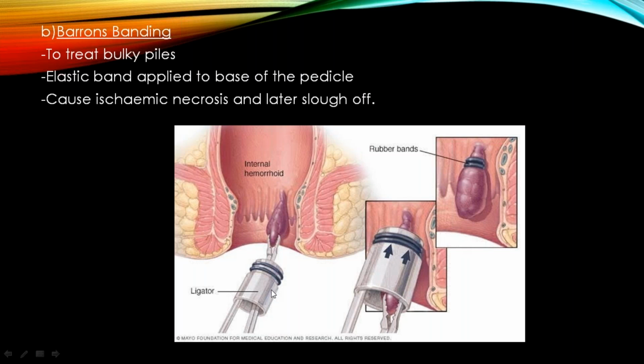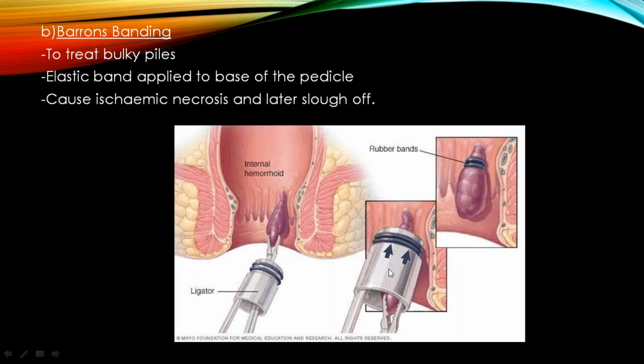Here you can see the Barron's banding applicator. Inside it they have sent a forceps and they are holding the fundus of the hemorrhoid. This is the anal base of the hemorrhoid, and this is the fundus. They hold the fundus and fire the applicator. When they fire the applicator, what happens? You can see two arrows. These are the elastic bands. Two elastic black bands are there.